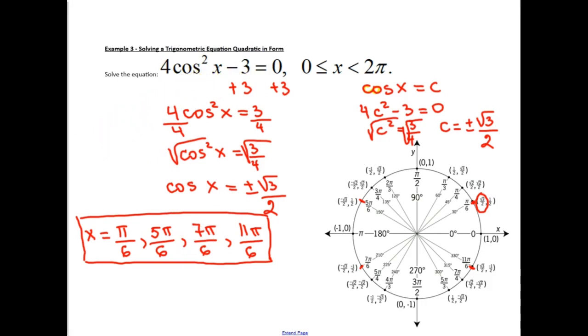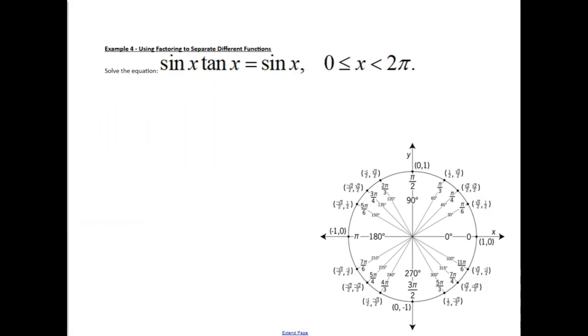All right, we just have 2 more. In example number 4, we are going to use factoring to separate the different equations. A lot of students are tempted to divide both sides by sine of x. We're not allowed to do that because sine of x could be equal to 0, and we're not allowed to divide by 0. So instead, we're going to transfer the sine of x to the left-hand side.